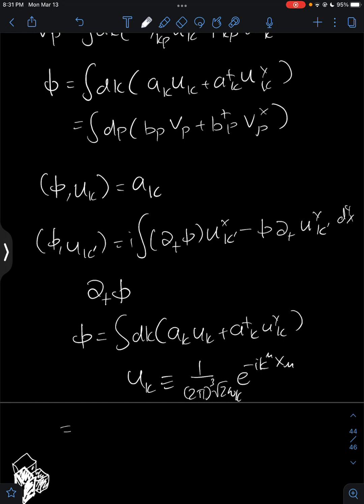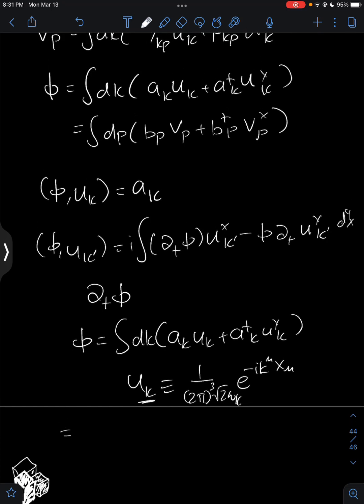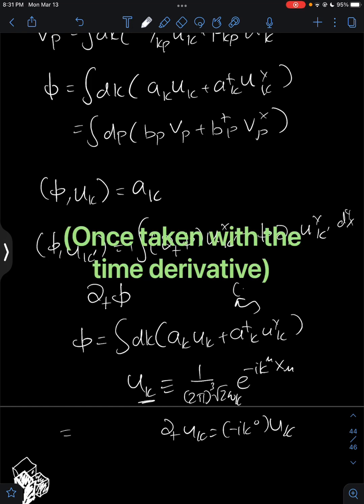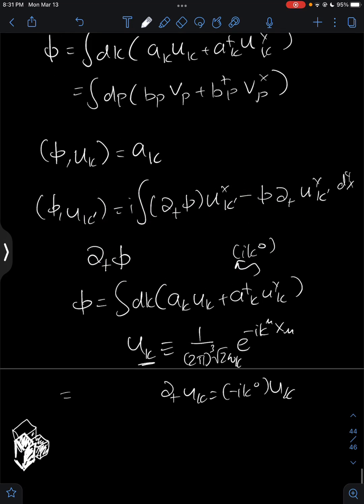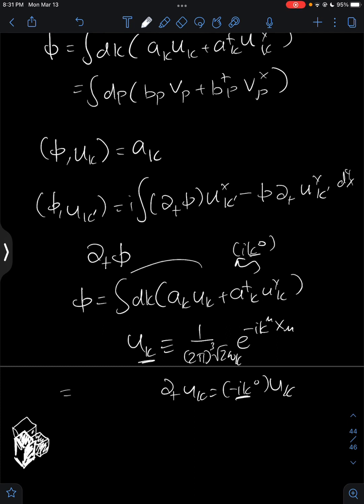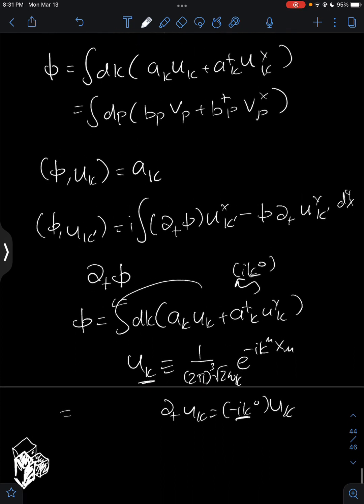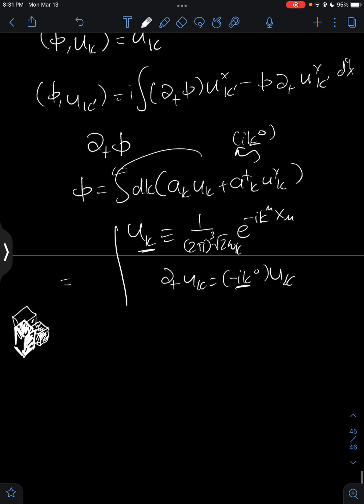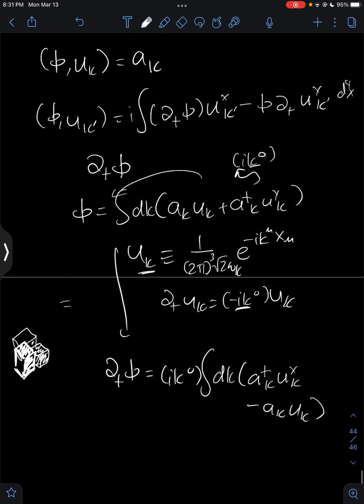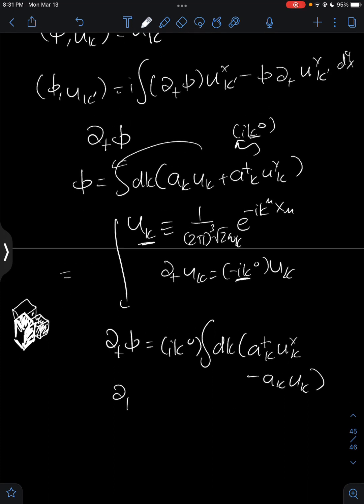So the time derivative of phi, well, we know that the time derivative of u_k is going to be equal to -i k^0 u_k, and this will give us a contribution of i k^0. So we can just factor out the i k^0 in front of that phi. Basically, the partial t of phi is just going to be i k^0 times the integral over the momentum. Now what we want to do is find partial t of u_k conjugate, and we've already found that. That's just i k^0 u_k conjugate.